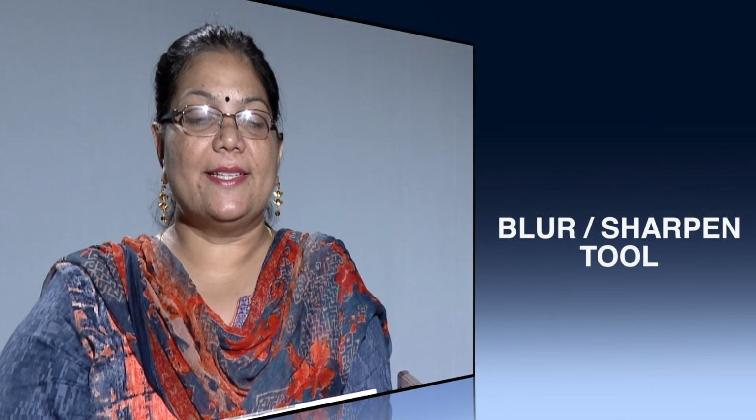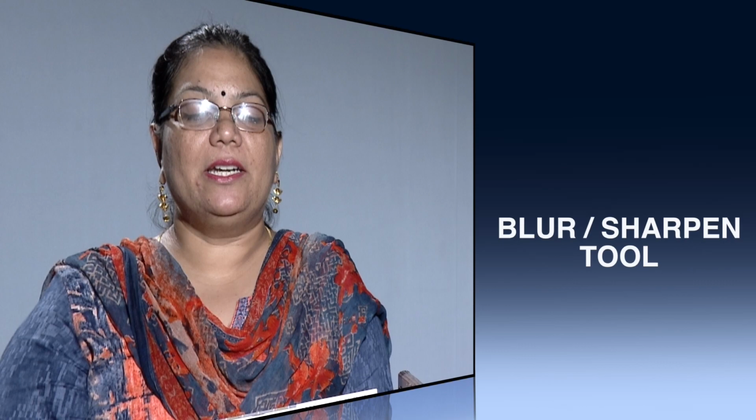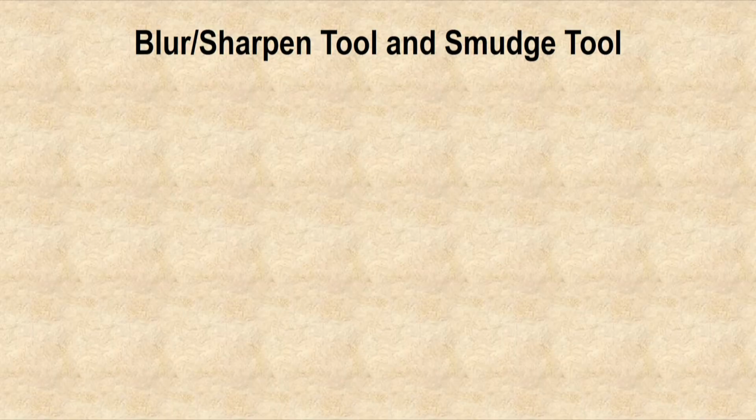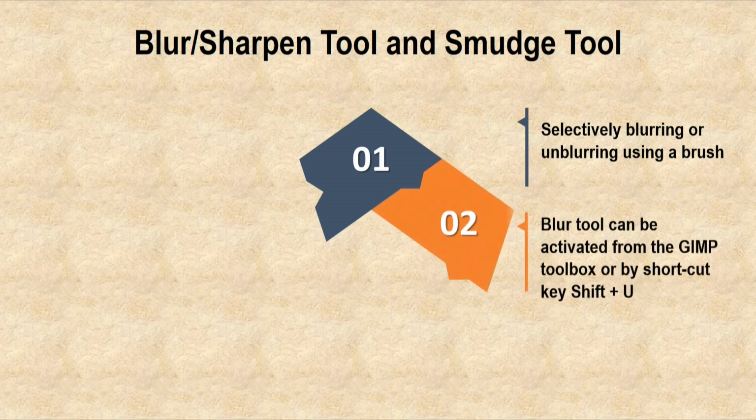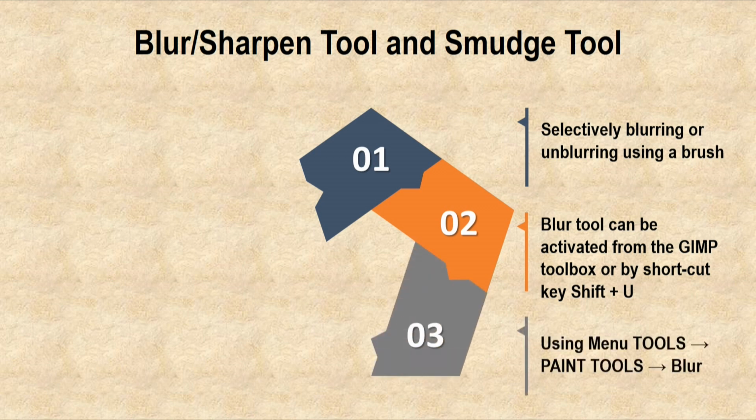So first of all, let us see how we can activate blur and sharpen tool for using. We can selectively blur or unblur using the brush tool, and blur tool can be activated from the GIMP toolbox by making use of either the shortcut key, that is Shift plus capital U, or we can also make use of this tool from the tools menu, and then further you are required to click on paint tools option and then on blur.